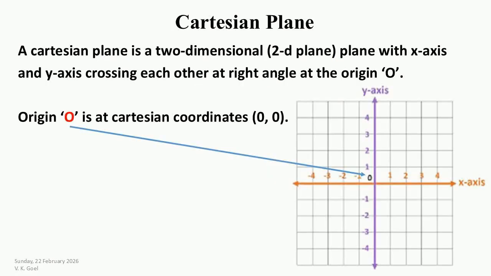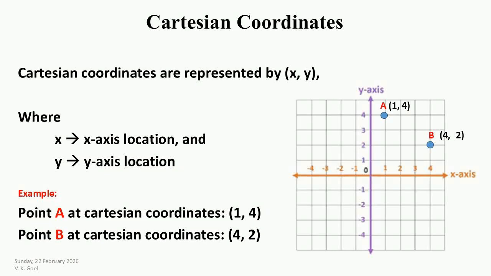Let's move on to Cartesian distance. A Cartesian plane is an xy plane, or two-dimensional plane, that has two axes, x and y, crossing each other at a right angle. The crossing point is called the origin. It is shown in the figure here. The points in a Cartesian plane are represented by their coordinates x and y, taking their respective values. Points A and B here are at coordinates (1, 4) and (4, 2) respectively.